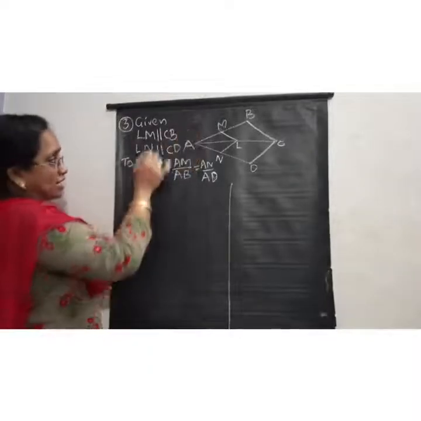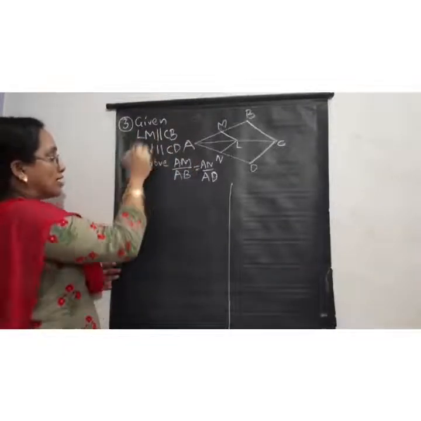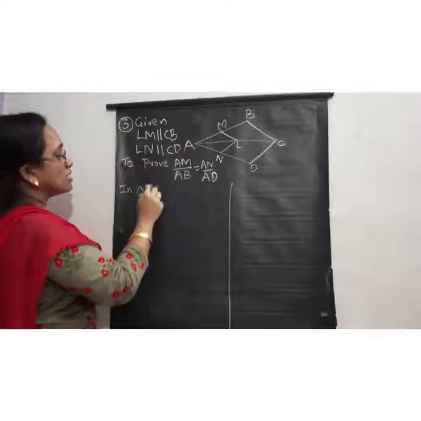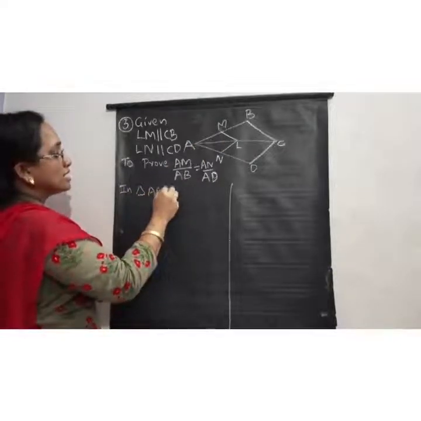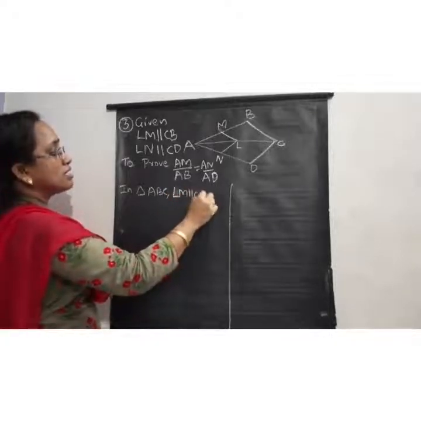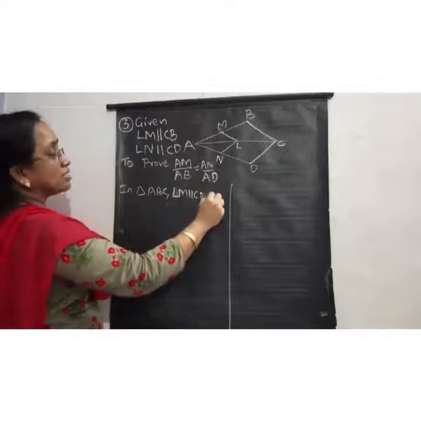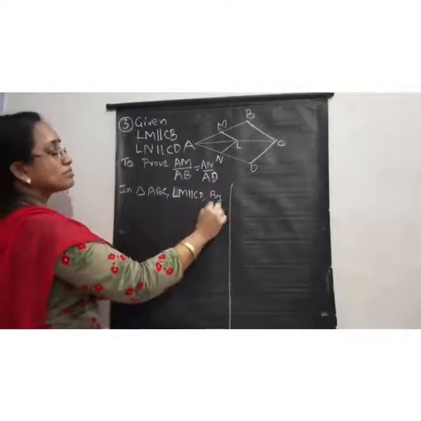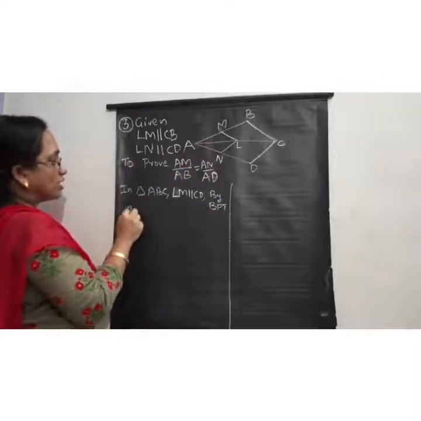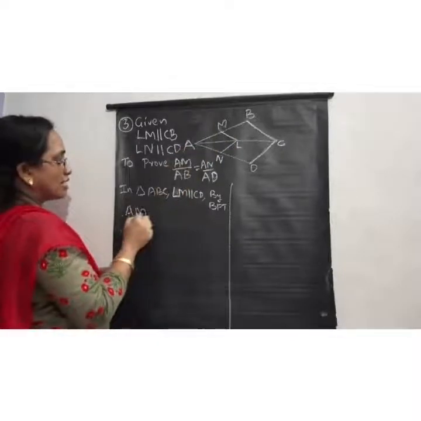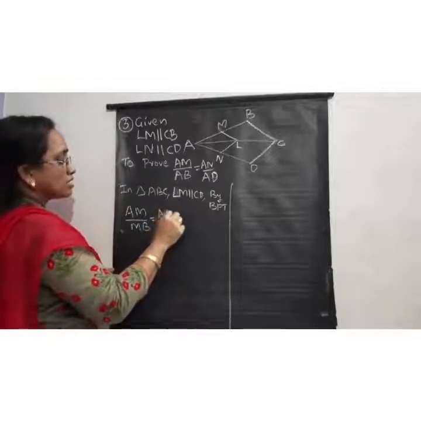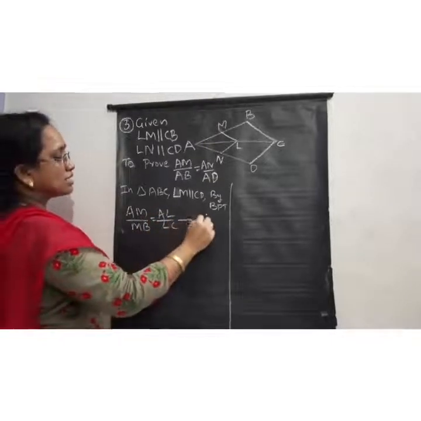For proving, first you can take the first condition and the triangle involved in that condition. That is, consider the triangle ABC. The given condition is LM parallel to CB. So by BPT, we can write AM by MB is equal to AL by LC. This is condition number 1.